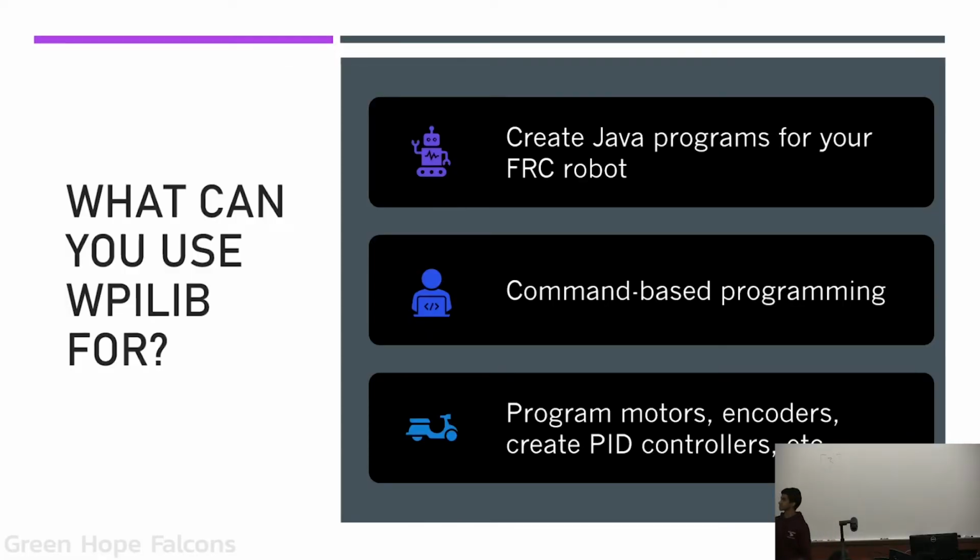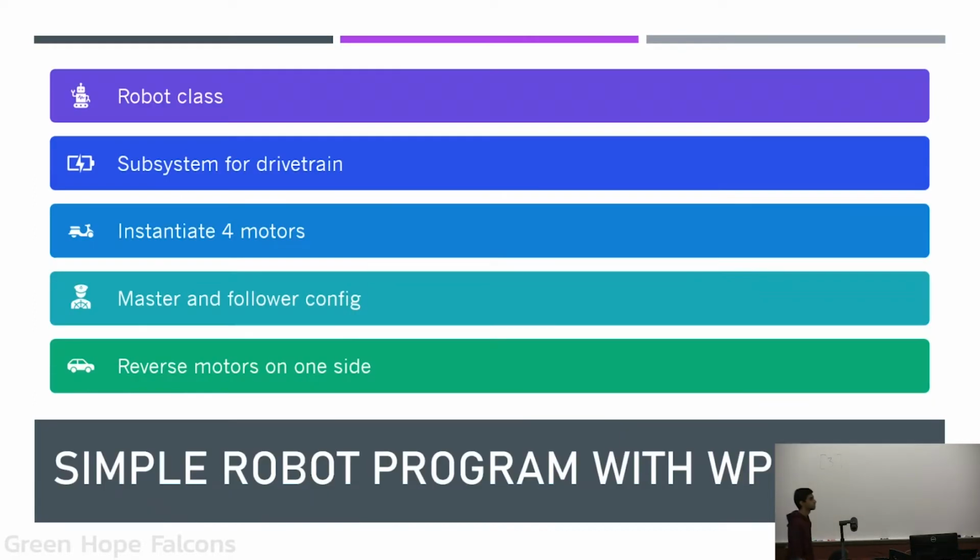So what can you actually use this for? You can create Java or C++ programs. As I said earlier, we'll be using Java for today's workshop. There's an entire series of classes, and they come together in a thing called command-based programming. This makes it really easy to set up autonomous routines and things like that. And you can program motors, encoders, PID controllers, and things like that.